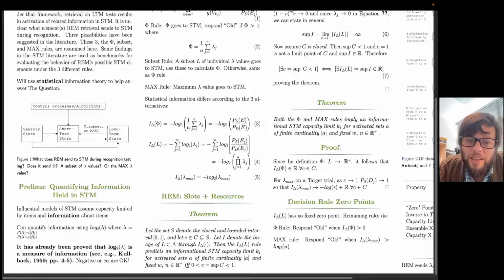That doesn't really differentiate between these three rules, so it doesn't help us with that, but it does help us to show we do have comparisons to benchmarks in the literature. It just doesn't end up distinguishing between the rules. So other things are more helpful.